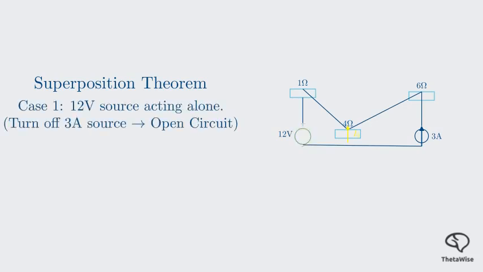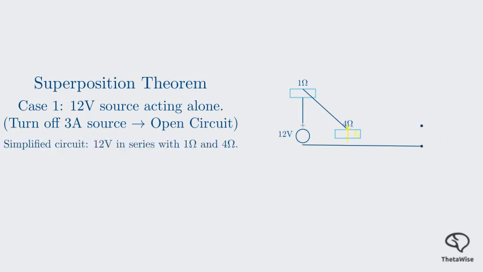First, let's find the current I0 prime due to the 12-volt source acting alone. This means we must turn off the current source. We replace the 3-amp current source with an open circuit. This effectively eliminates the right loop, leaving us with a simple series circuit. The total resistance is 1 plus 4, which is 5 ohms. The current I0 prime is just 12 volts divided by 5 ohms, or 2.4 amps. Notice the direction we assumed for I0 matters.